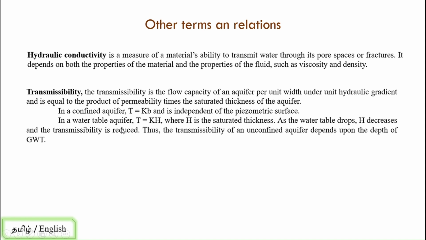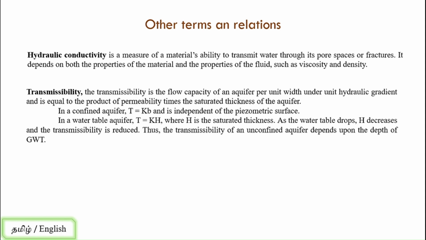So remember that if you are dealing with a confined aquifer, the transmissibility will be fixed, right? The b is the thickness of that aquifer and K is the hydraulic conductivity, right? Whereas in an unconfined aquifer, the transmissibility actually changes when there is a drop in water level, as H indicates the saturated thickness. If you take out some water, the thickness will reduce, right? As it does, the value of KH will also reduce and the transmissibility value also reduces. So the transmissibility depends on the depth of the groundwater table.